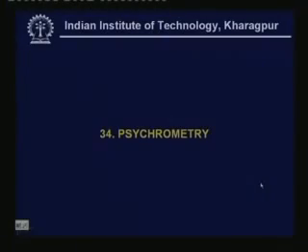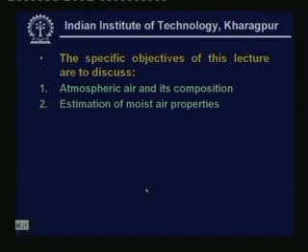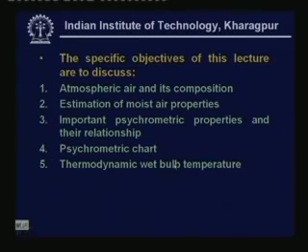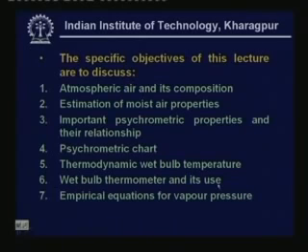Welcome back. In today's lecture I shall take up the subject of air conditioning, and we begin this subject with a topic called psychrometry. So, the specific objectives of this particular lecture are to discuss atmospheric air and its composition, estimation of moist air properties, important psychrometric properties and their relationship, psychrometric chart, thermodynamic wet bulb temperature, wet bulb thermometer and its use, and finally some empirical equations for vapor pressure.